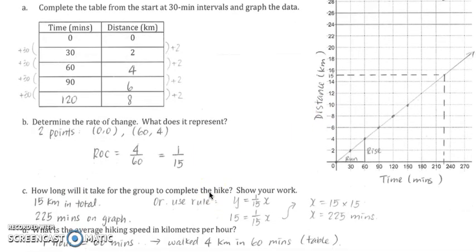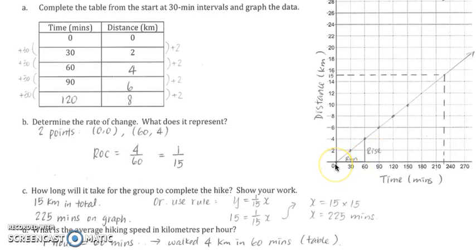Part B. Determine the rate of change. What does it represent? You can now pick any 2 points on the graph to figure out your rise over run. I'm going to use an easy point as 0, 0, and maybe a larger triangle than the first point, so I'm going to use 60 and 4. You can use anything from like 120 and 8, 150 and 10, and so on. That works too. So now what's our rate of change?